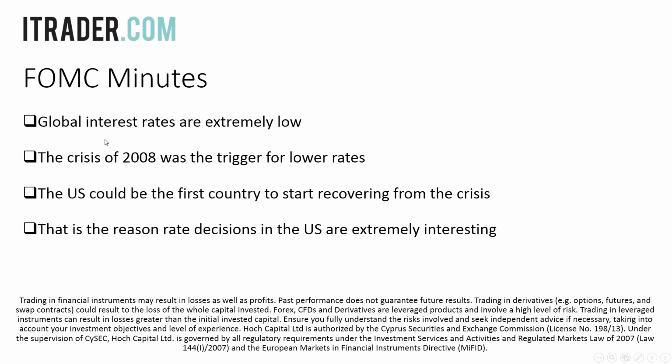So global interest rates are extremely low, as you probably know, in the Western world. In the United States, let's talk about it. The crisis of 2008 was a trigger for lower rates. If you remember what happened in 2008, when the U.S. economy felt very, very strong after the high-tech bubble, people got mortgages from the banks and loans that were very convenient without putting a down payment. And the banks just gave out mortgages and loans almost for free. And there was a huge crisis because people couldn't pay back the loans.